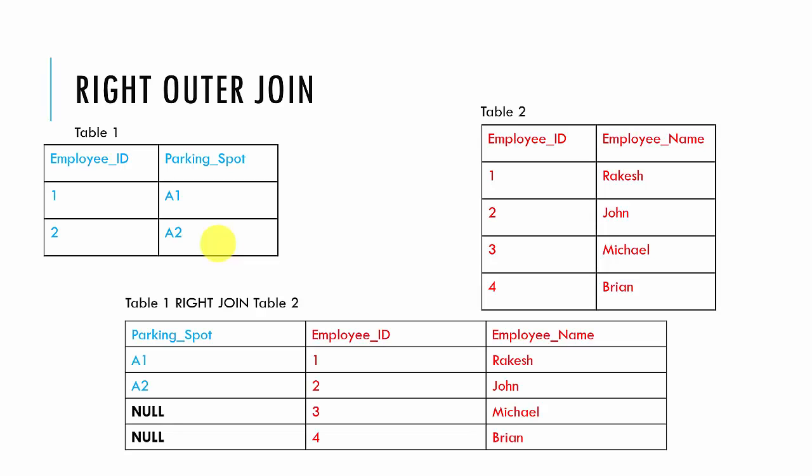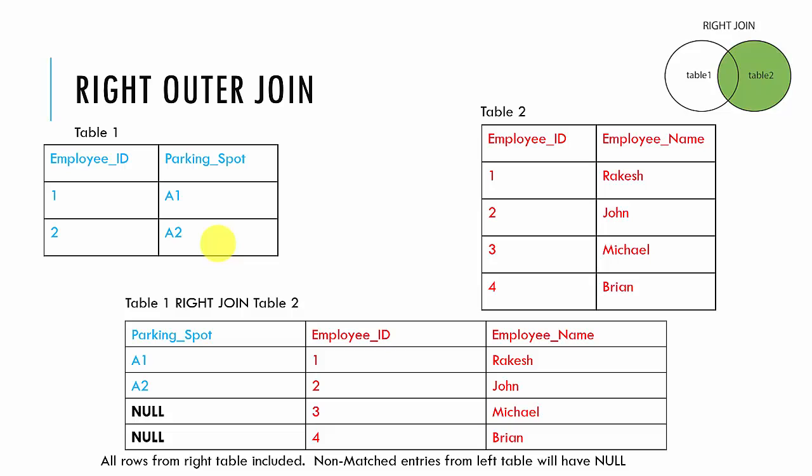Now, if I right outer join, what will happen? Table 1 right join table 2, meaning take everything from table 2, and whatever matches with table 1, substitute the values. Whatever does not match, put a null, right? So that's the basic difference. When you have a left outer join, that means take everything from the left table. When you have a right outer join, take everything from the right table. So that's the major difference. So all rows from right table included, non-matched entries from left table will have null. Now, if we look at this visually, you see that everything from table 2 is included plus the common rows, and whatever is left out is substituted as null. So 3 concepts: inner join.